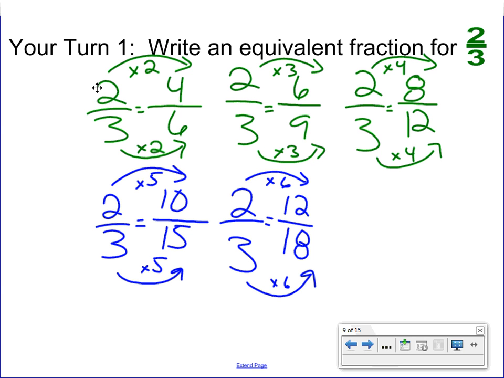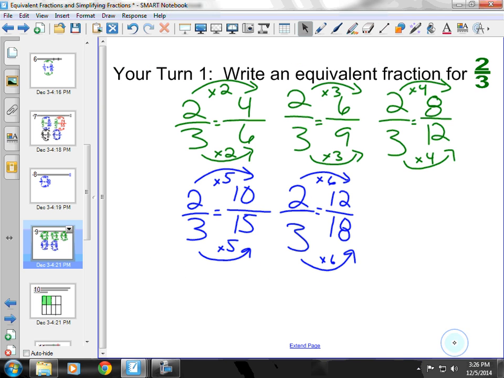Hopefully, one of the ones that you chose is up here. If not, as long as you did your multiplication correctly, it's correct. If you multiplied both your numerator and denominator by the same number, and you did the multiplication correctly, you got an equivalent fraction for 2/3. It's pretty simple.